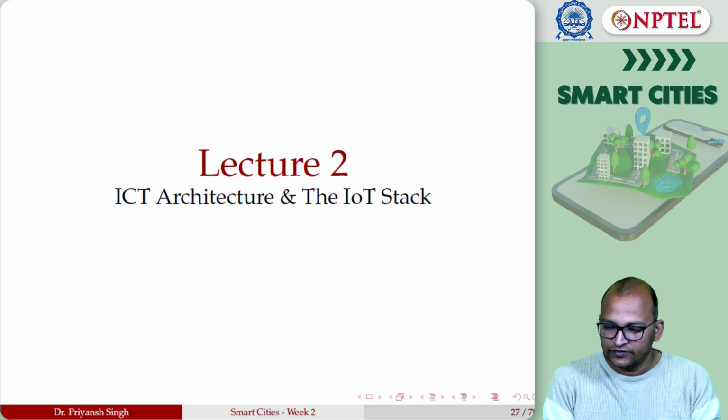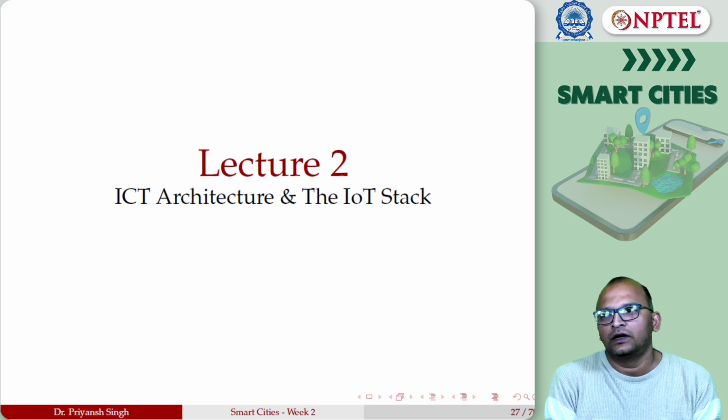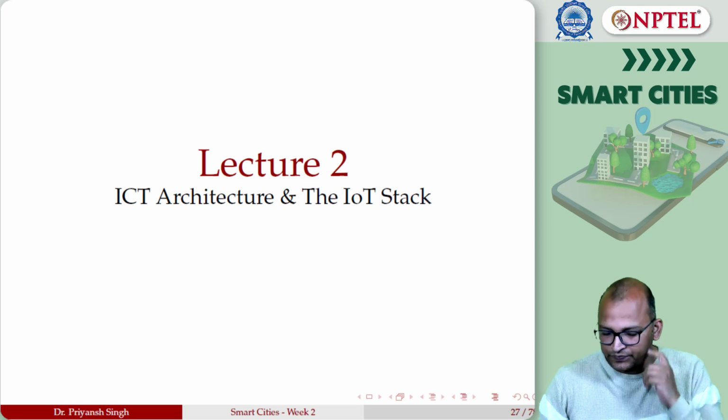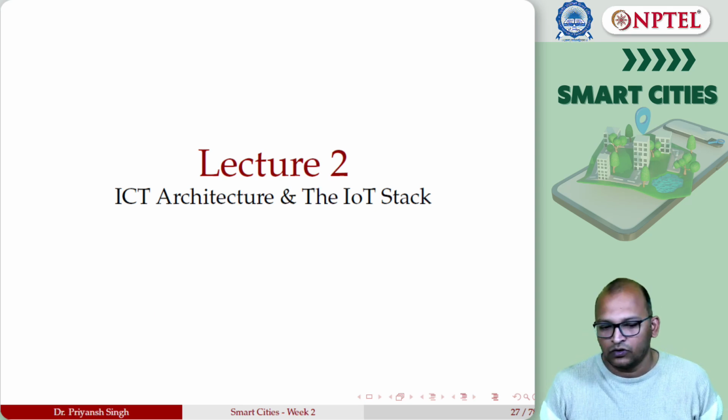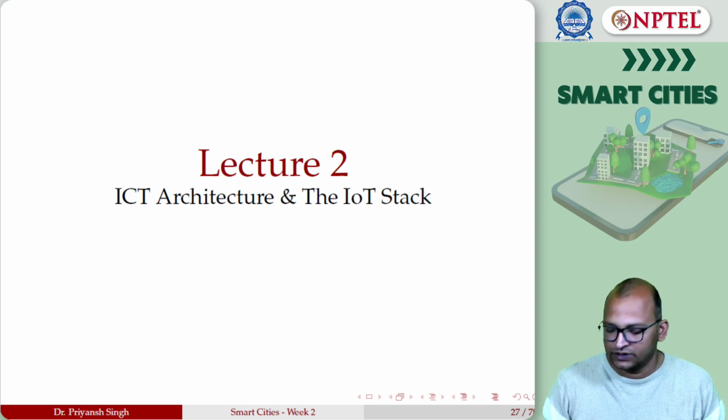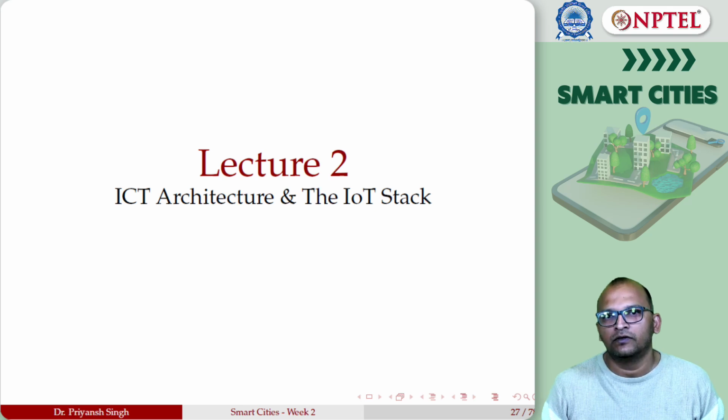So in the previous lecture we saw how we can use data and information technology to transform government operations. In the present lecture we will see the role of ICT architecture and the IoT stacks in supporting those government operations. In today's lecture we are going to talk about the information sensors and information infrastructure that will be used in order to provide e-governance. Those infrastructures we will talk about.